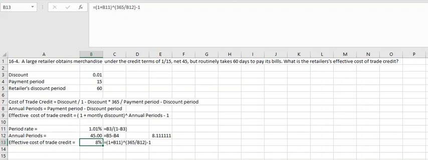Lastly, let's convert this to a percentage, and add a couple decimal places. And so we can see the effective cost of trade credit is 8.49%.